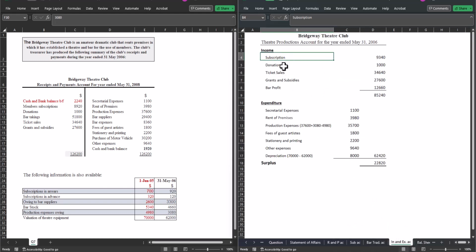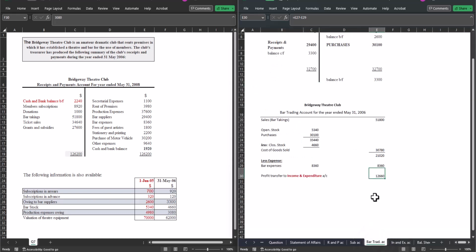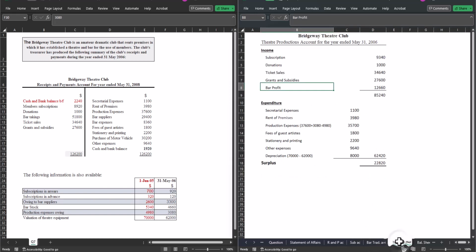In addition, donation remained the same, ticket sale remained the same, grants and subsidies remain the same, but there is something else we have here, bar profit. Now that profit was from the trading account that we prepared. We ended with a total of $12,660. That amount of money was transferred to the income section of the income and expenditure account. Now we subtract all of our expenditure, the total, from the total of the income, and we end up with what we would typically call a profit.